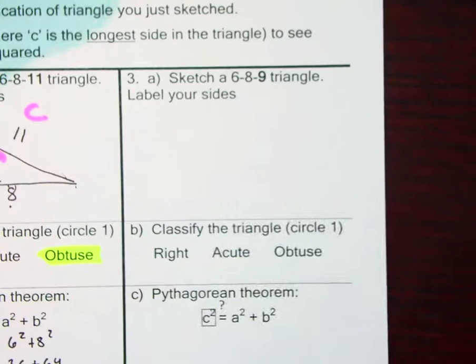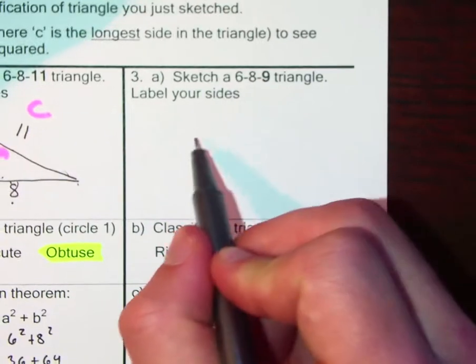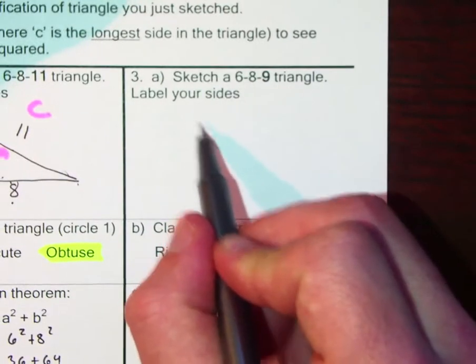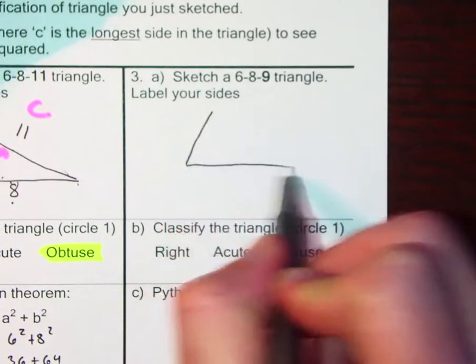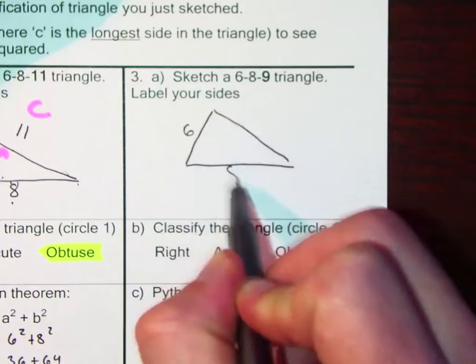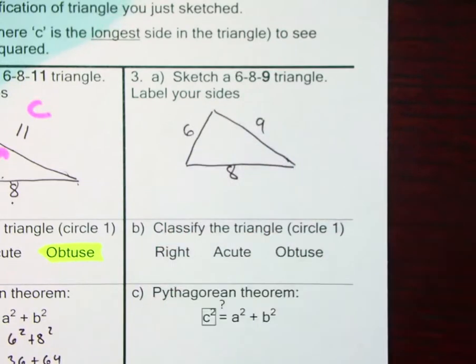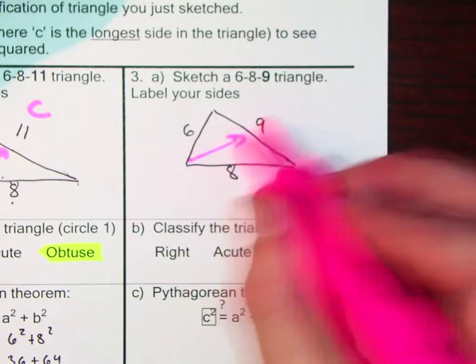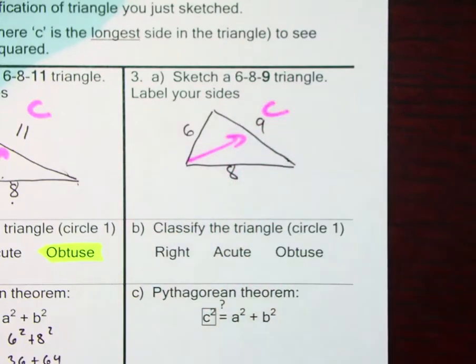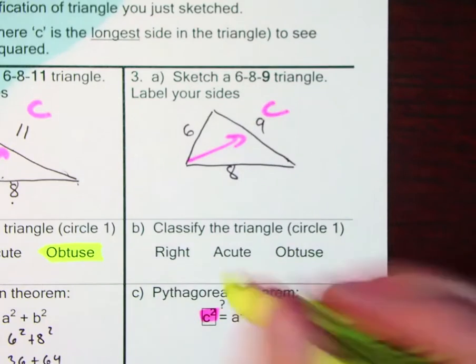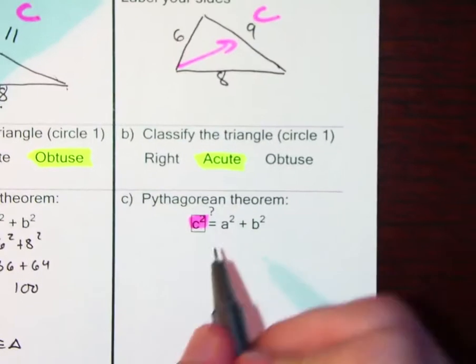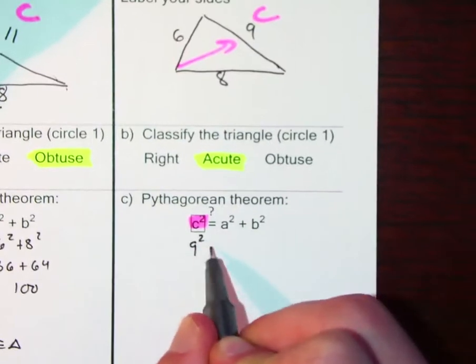Lastly, we're going to have a 6, 8, 9. So we already had a 6, 8, 10. I think this one's going to be acute, because we took what was a 10, which used to be a right triangle, and we made it a little bit smaller. So I'm going to go ahead with the same annotation. That's my c. Come down here, substitute in. I think this will be acute. Let's substitute 9 for your longest side.